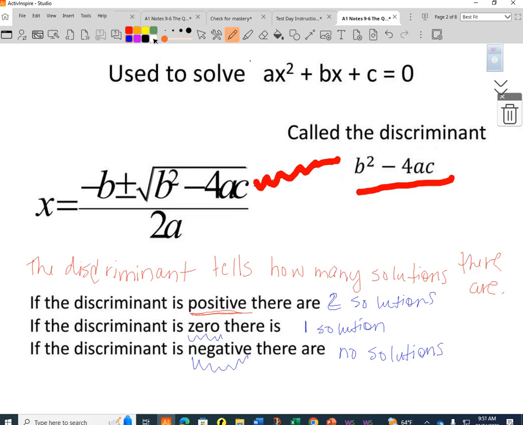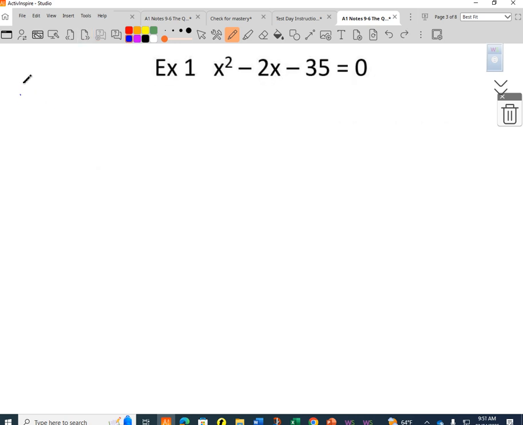So what the heck does that mean? We're going to tell in that first example, we're going to use the discriminant to find how many solutions there are to this quadratic equation. So we're going to write, how many solutions? Question mark. That's what we're going to do here. We're not going to solve this. We're going to find out how many solutions there are. And we're going to use the discriminant.